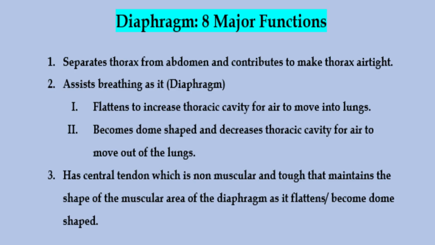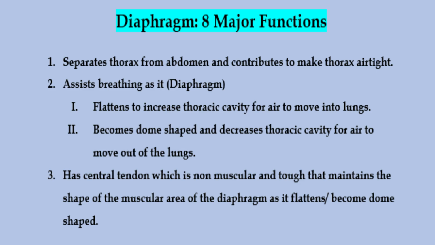Here are 8 major functions of the diaphragm. One is that it separates the thorax from the abdomen, you saw it, and contributes to make the thorax airtight. Two, it assists breathing as it flattens to increase the thoracic cavity, so air moves into the lungs. Then it becomes dome-shaped and decreases the thoracic cavity for air to move out of the lungs.